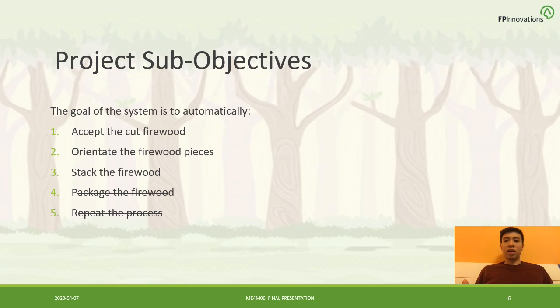After discussion with the client, we decided to remove sub-objectives 4 and 5 as the client decided that it was best for us to focus on the accepting, orientating, and stacking portions for this project. This was one of the major changes made to our project from the previous presentation.